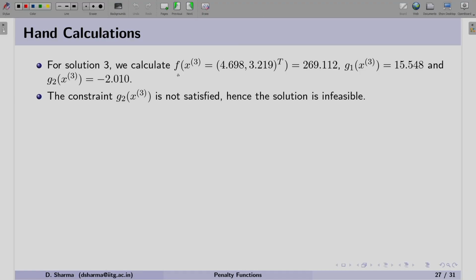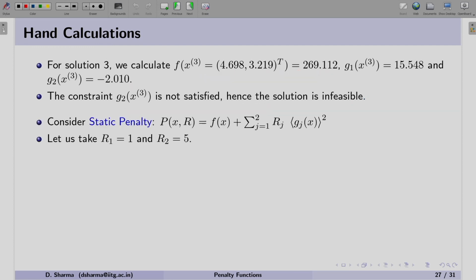Let us take a third situation by considering solution number 3 here. So we are going to have solution 3. We calculate the objective function as given here. The g1 value is positive, but the g2 value is negative. Since g2 is not satisfied, the solution is infeasible as per our definition.